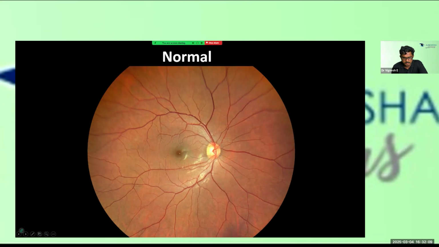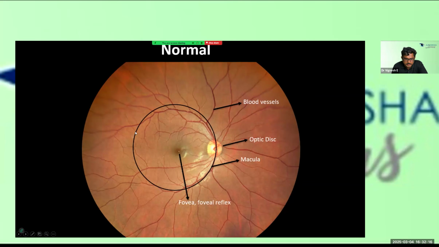So this is a normal fundus image of a right eye. This circle which is highlighted between the two blood vessels of the arcades is called the macula. This is a normal macula. The center white spot that you see here is called the foveal reflex, and the area surrounding it is called the fovea. So these red lines across the fundus image are the blood vessels, and this small circle here denotes the optic disc. This here is the optic disc.